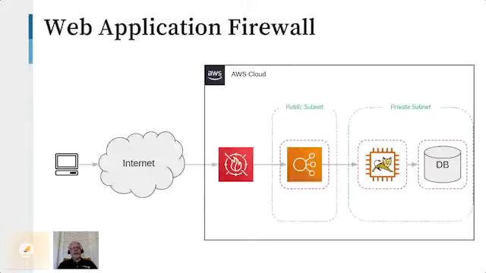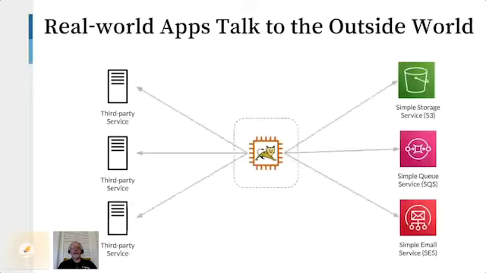So this is all well and good. We are blocking our requests, except for one small problem. And that is real-world apps can't just be locked away in a private subnet. They need to talk to the outside world. On the one hand, you might be going to a third-party service, something like Twilio SendGrid, to be sending out your emails. Or you might be going to Amazon services, such as S3, SQS, or the Simple Email Service.